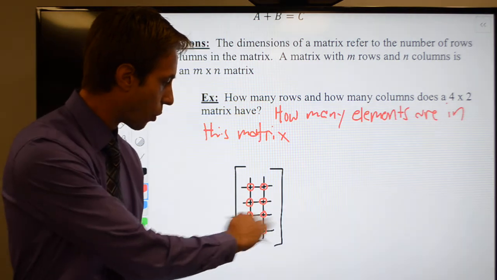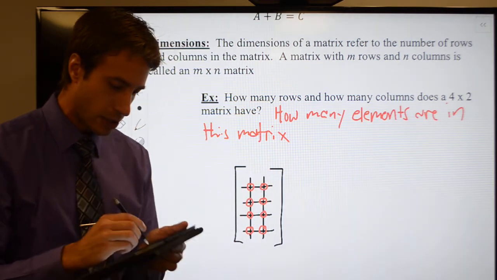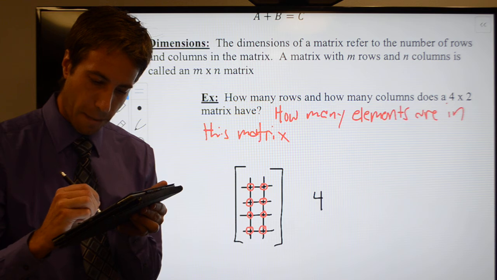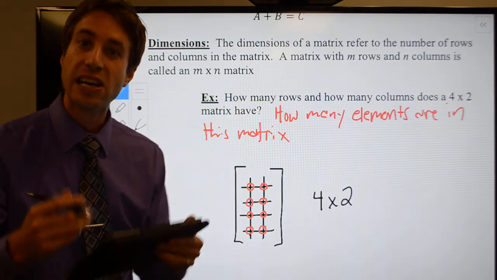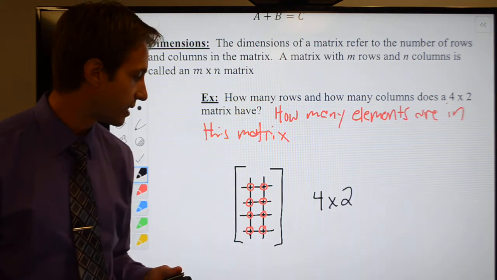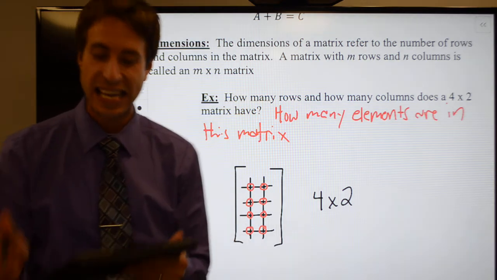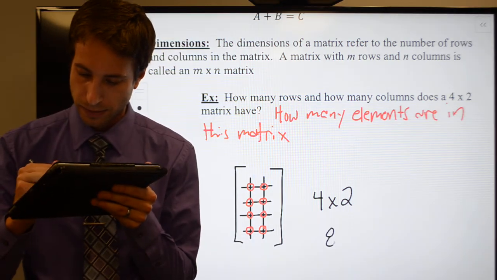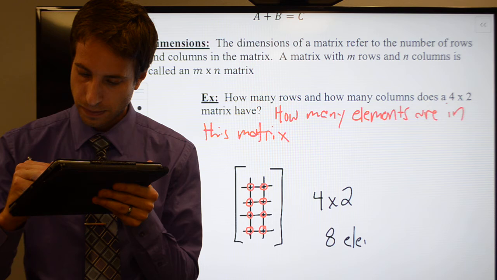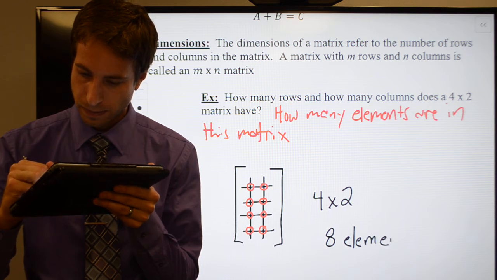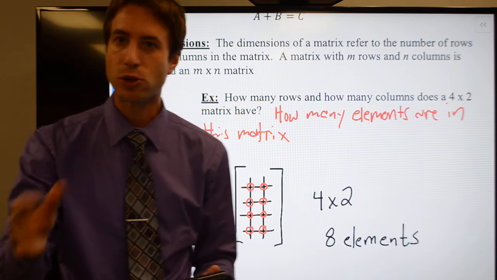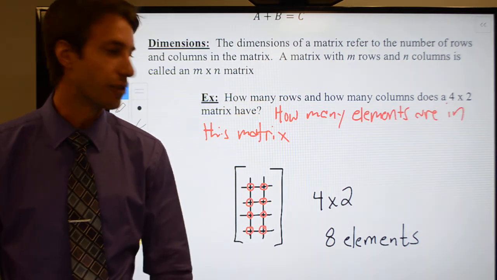That would give me 4 rows, 2 columns. This is a 4 by 2 matrix. And how many elements does it contain? It contains 8 elements. Numbers or variables could be either or.